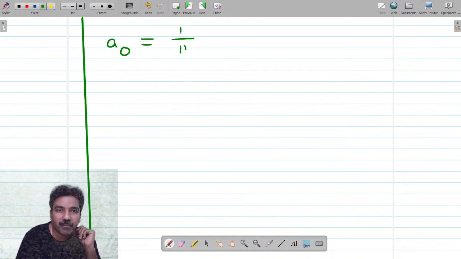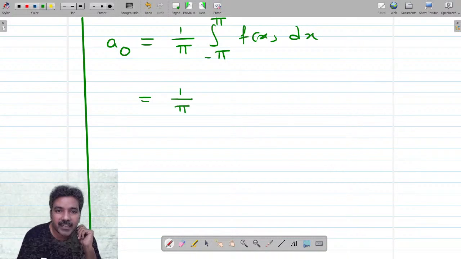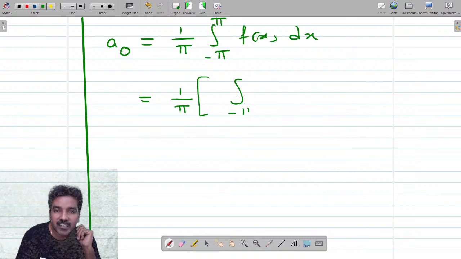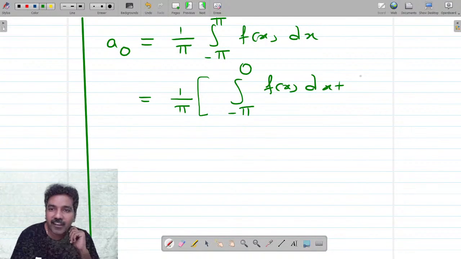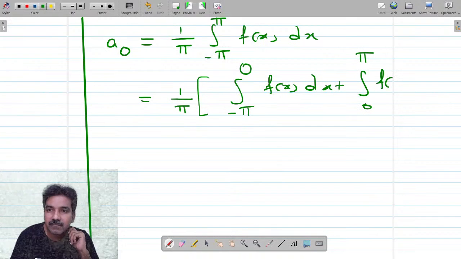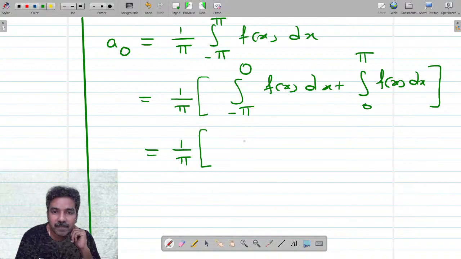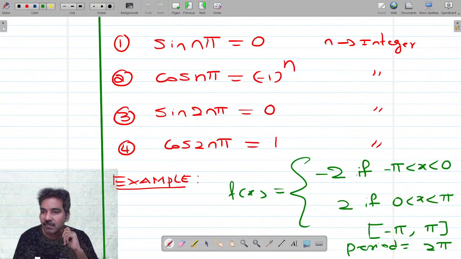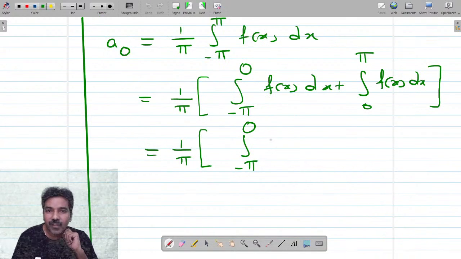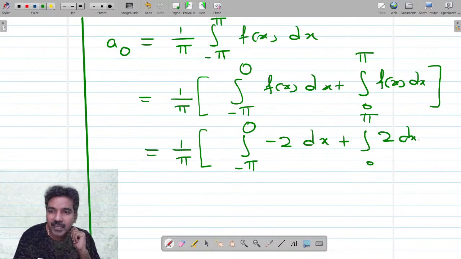So here a naught is 1 by pi into the integral from minus pi to plus pi of f of x dx. So it is 1 by pi into, split the integration, because the function is defined from minus pi to 0 and 0 to pi. Minus pi to 0, f of x dx, plus 0 to pi, f of x dx. From minus pi to 0, what is my function? Minus 2. From 0 to pi, it is 2. So this is minus 2 dx plus, from 0 to pi, 2 dx.